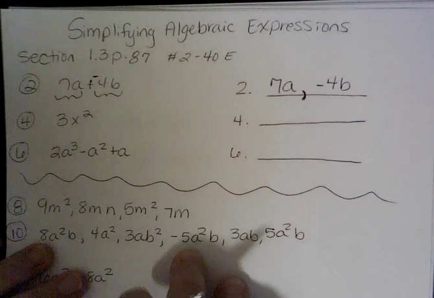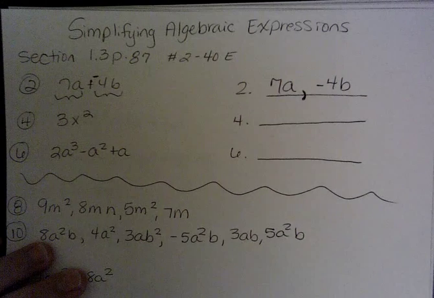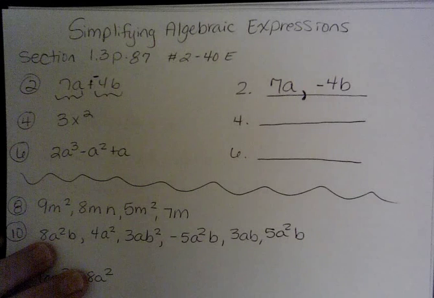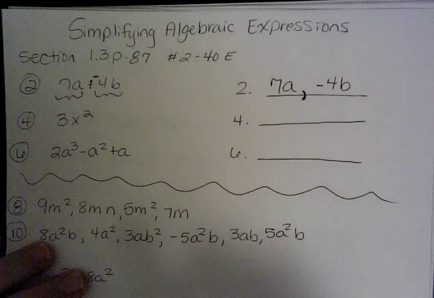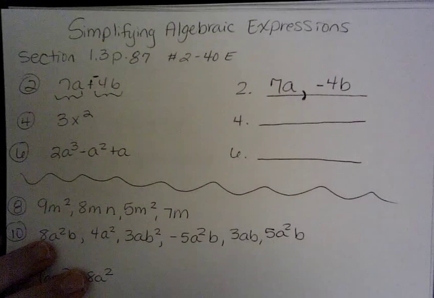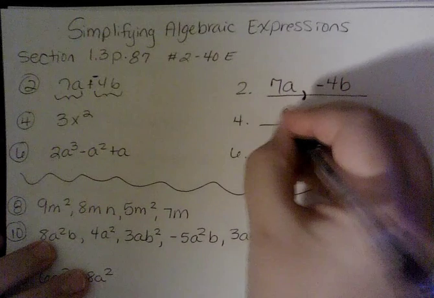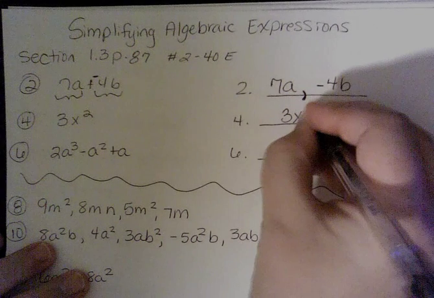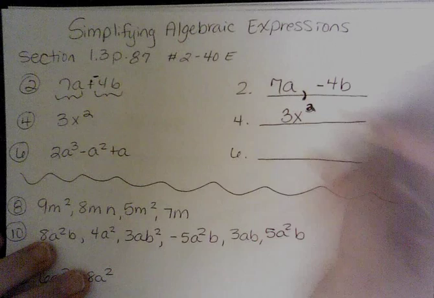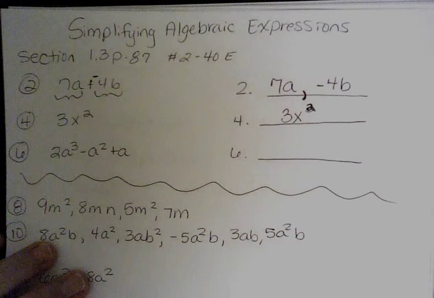Okay, so when we look at number 4, there is no addition sign. This is a problem where you're only going to have one term because there are no addition or subtraction signs. So your term is just simply 3x squared. And there's no comma needed because there's only that one term.